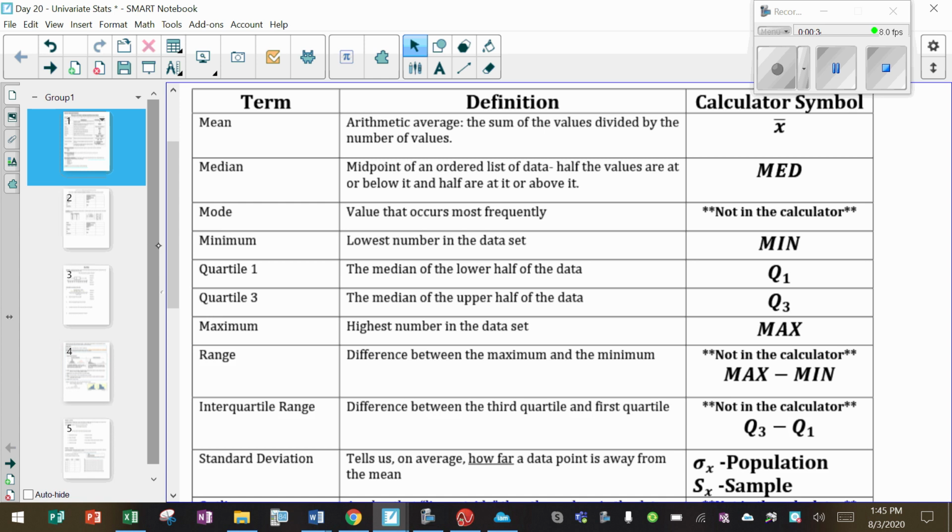So we have the mean, which is what you would consider the average. Add up all the scores, divide by the total number of scores, and you have your mean. And that has a symbol with the X with the bar over it. That's the symbol for the mean.